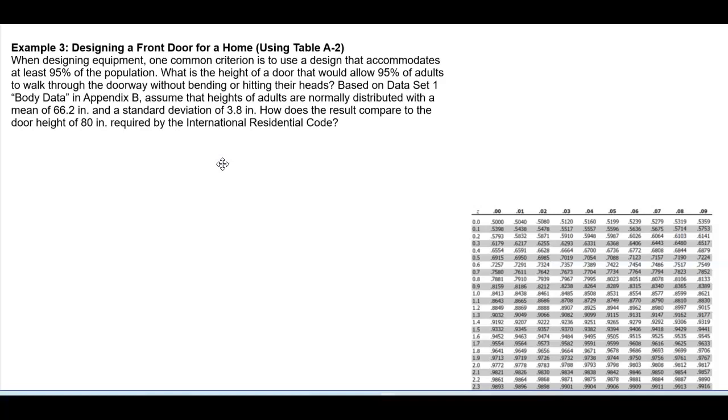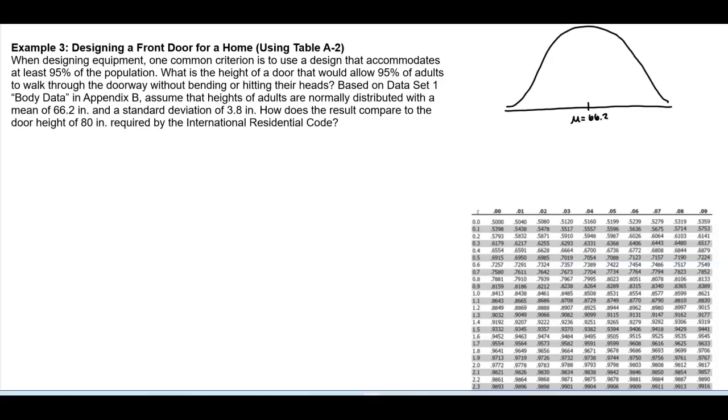So in this problem, we want to first draw our bell curve so that we can see what we're looking for. So it's always important to draw your picture. Okay, so we know that the mean is given to be 66.2, so we're going to label that as 66.2. Now in this problem, we're given the fact that it says that 95% of the population of adults, we want to find out what is the height of that.